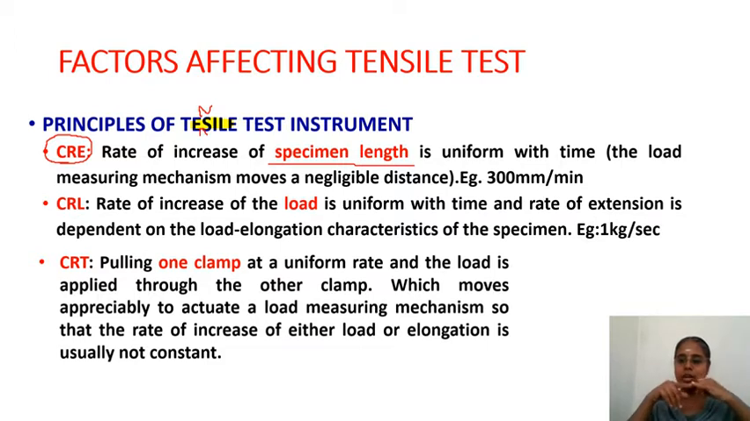After 1 second, the weight will be 1 kg. After 2 seconds, 2 kg, 3 seconds, 3 kg, 4 seconds, 4 kg, 5 seconds, 5 kg, 6 seconds, 6 kg, 7 seconds, 7 kg. So uniformly you are applying the load. The extension will happen, but it will not be at a uniform rate. When there is CRL, you cannot have CRE. Based on the restraint characteristics of the material, the extension will happen. Similarly, when you have the CRE principle, where the specimen length increases at a constant rate, the loading will vary.